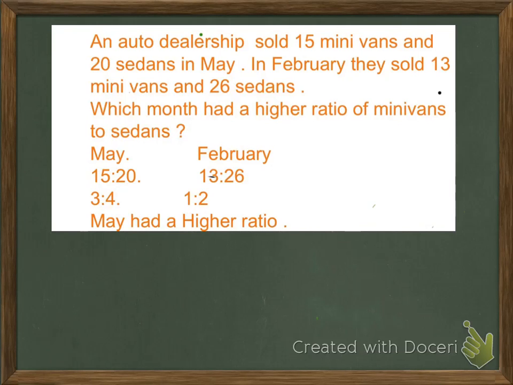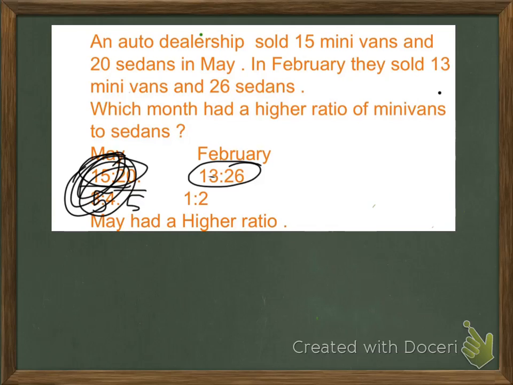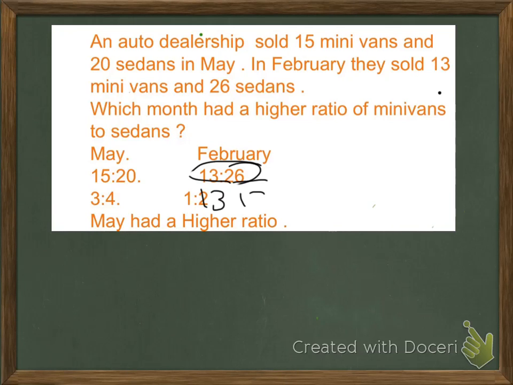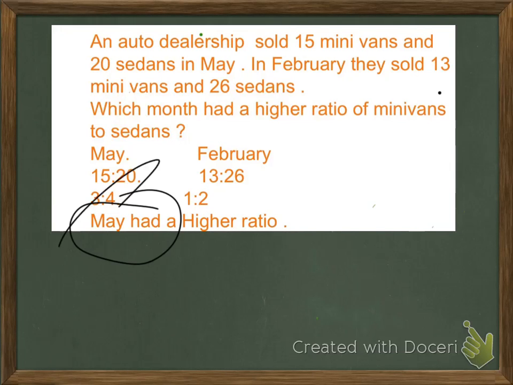So for May, it was 15 and 20. February, 13 and 26, as we show above. So let's simplify. Divide by 5 and divide by 5. You'll get 3 to 4. And then divide this by 13 and this by 13, and the ratio should be 1 to 2. So overall, May had the higher ratio because 3 to 4 is bigger than 1 to 2.